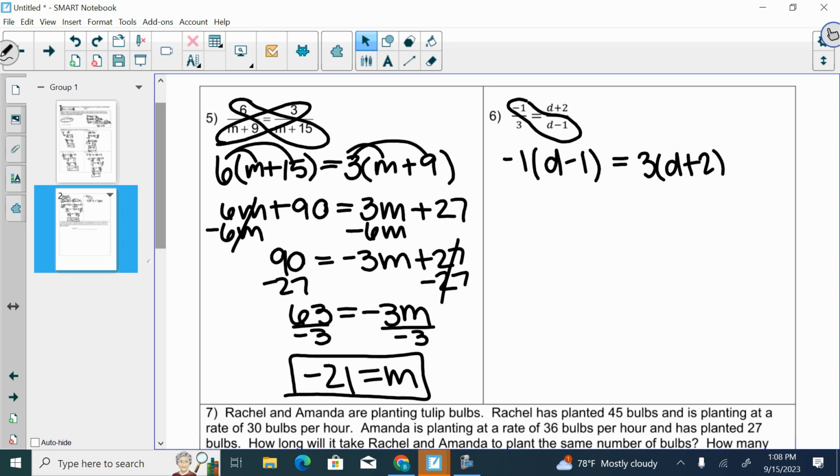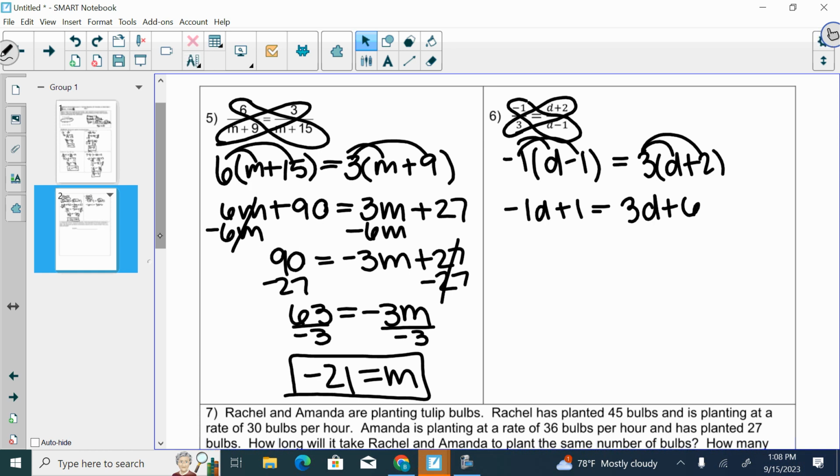Okay. So I have to distribute the -1. What's -1 times D? -1D. Very good. And -1 times -1? Positive 1. All right, then we have to distribute on the other side too, right? 3 times D would be 3D. Good. And 3 times 2, good, is 6. Equals +6.